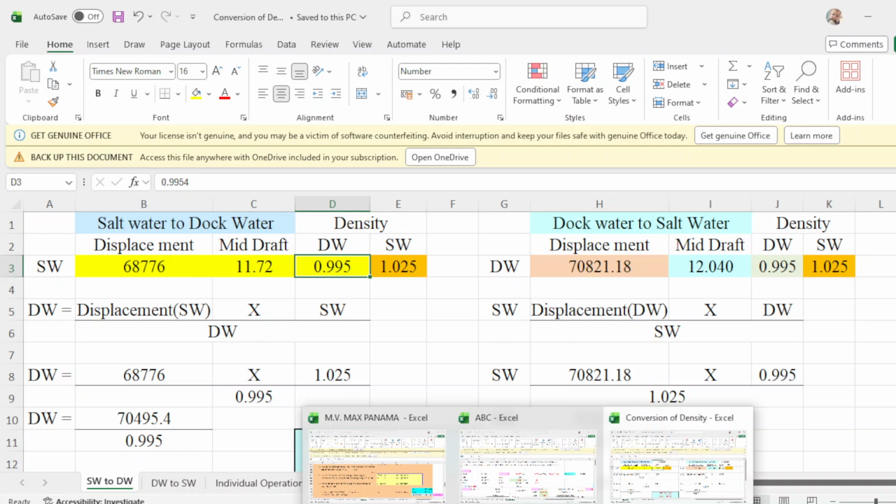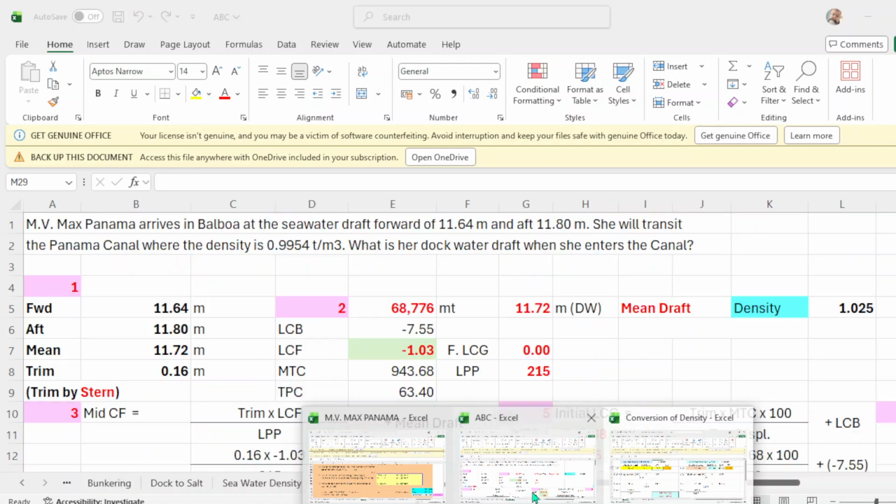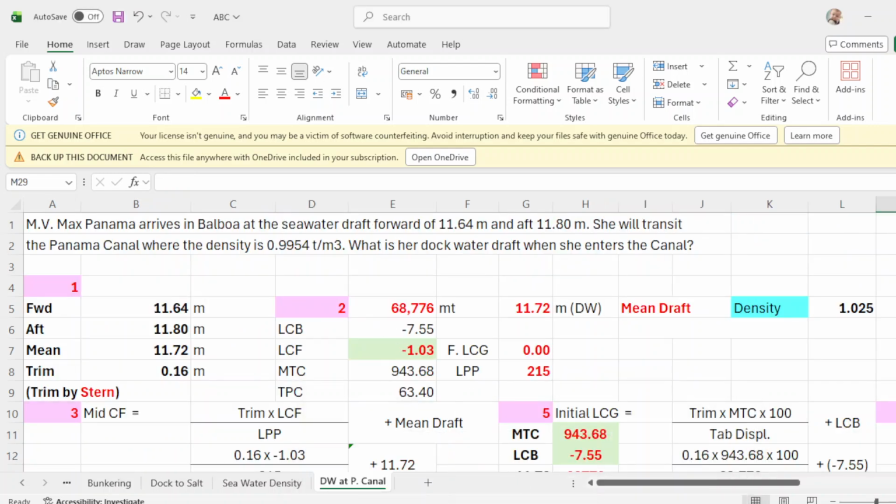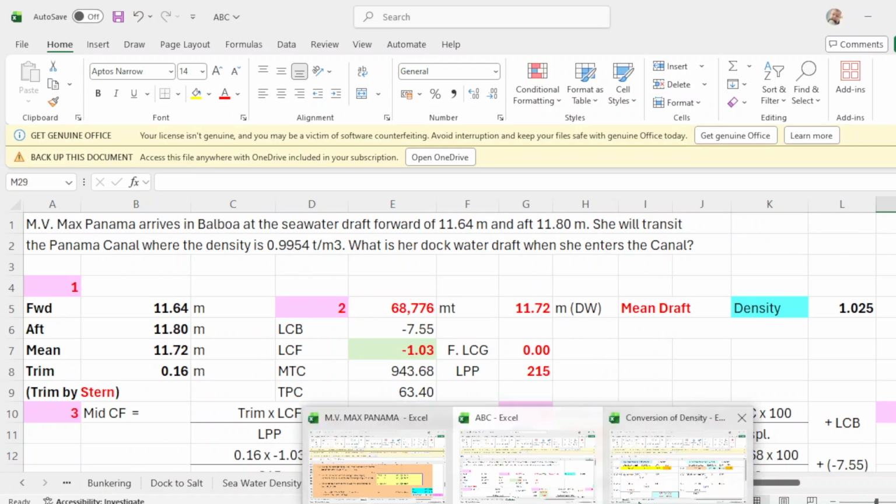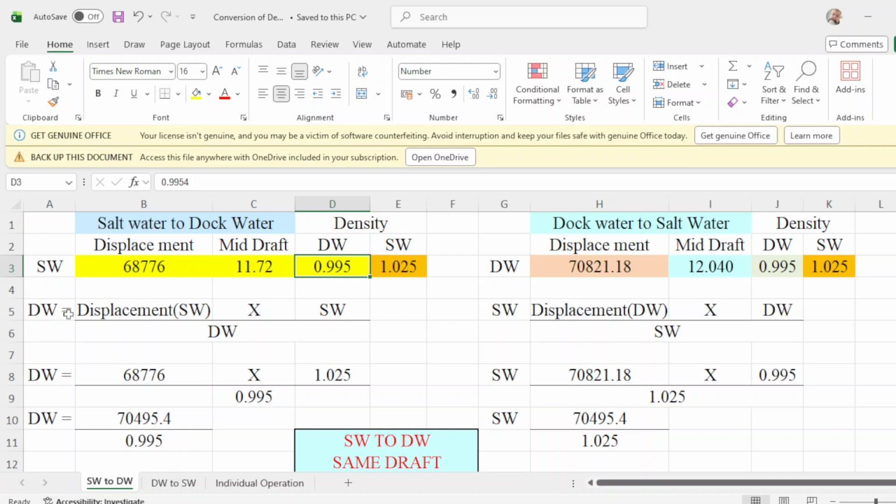So you put this displacement and your draft and your dock water density when you enter the Panama Canal. So 0.9954, okay? Then you press enter, just run it up, and this will be constant of seawater.